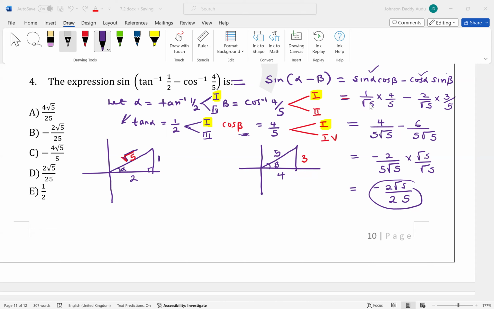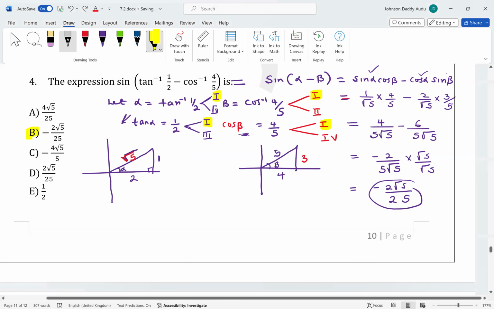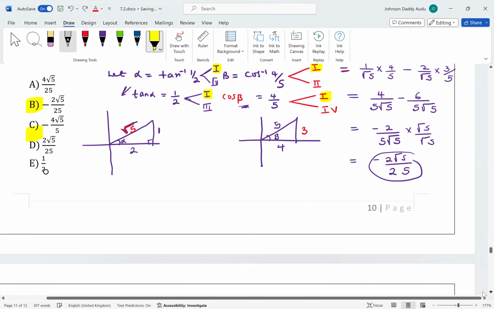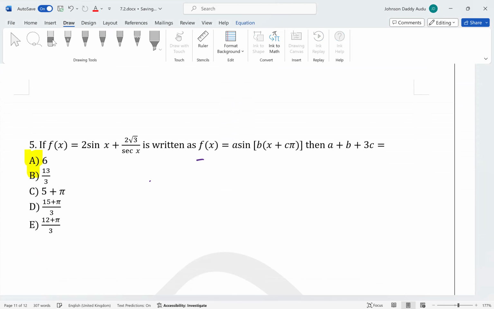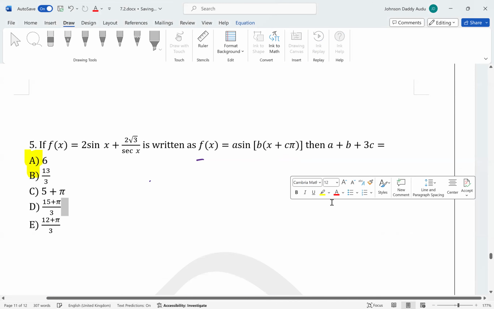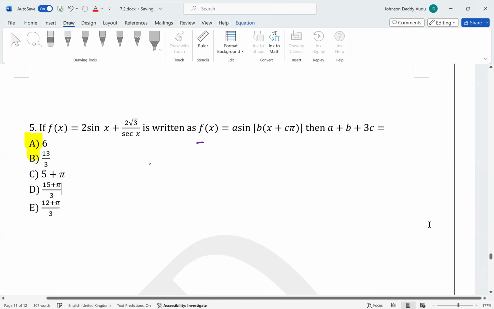So the answer here is what? It's B. All right, so let's go to the last question for this exercise. It's question number 5. Question number 5 is asking that we should find the value of a, b, plus 3c, right?